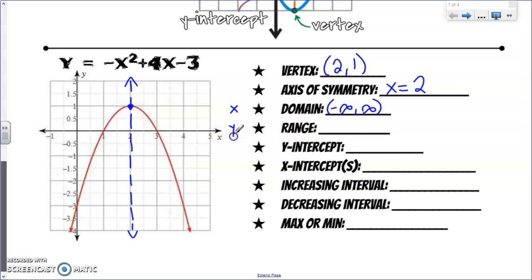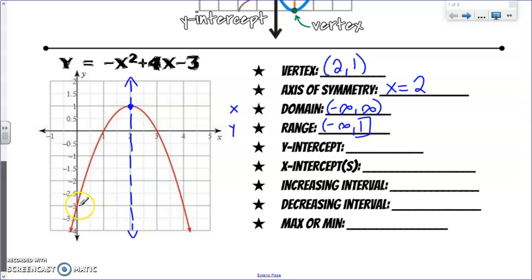The range is the y values. It is your output. The range is how high or how low the graph's going to go. We read a graph bottom to top. So how far down are these arrows pointing? Negative infinity. And then how far up does this graph go? Nope, look right here. Where does this graph end? At 1. Is 1 included in the graph? Yes. So you will put a bracket, not a parentheses, showing that 1 is included. Anytime you see a bracket, it means that is part of the graph. Okay? So it goes from negative infinity to 1.